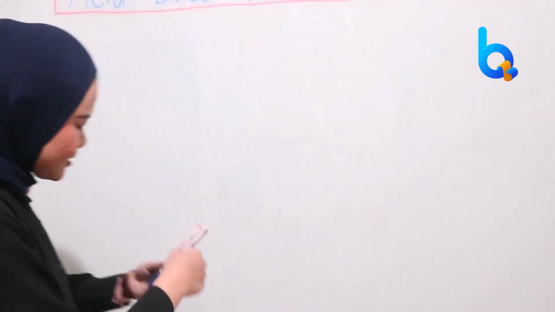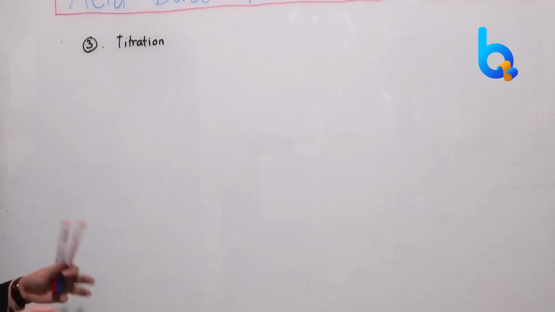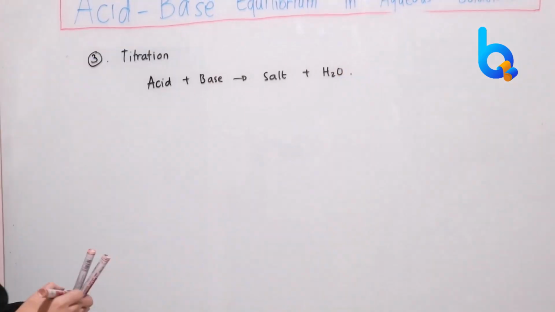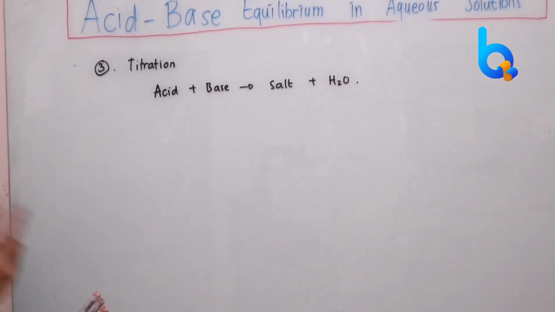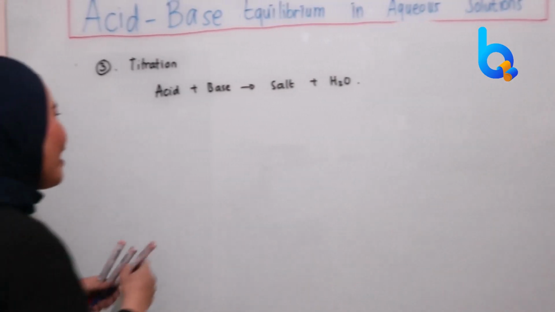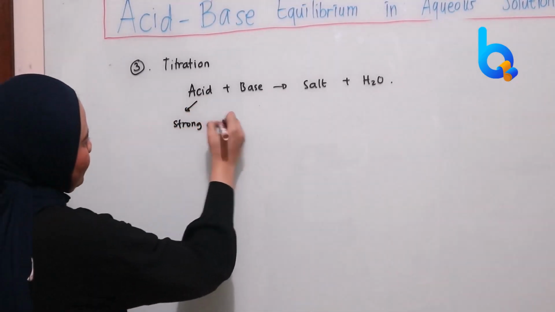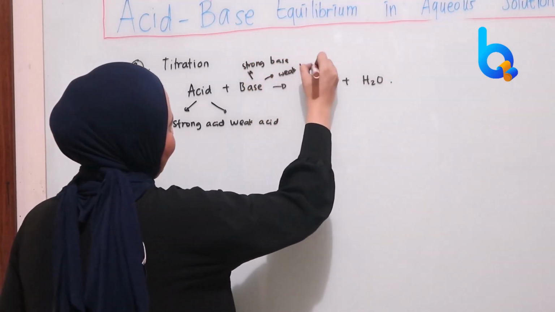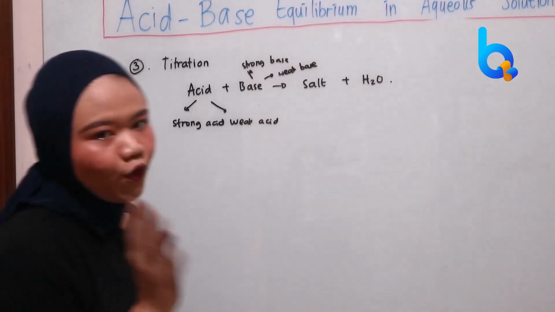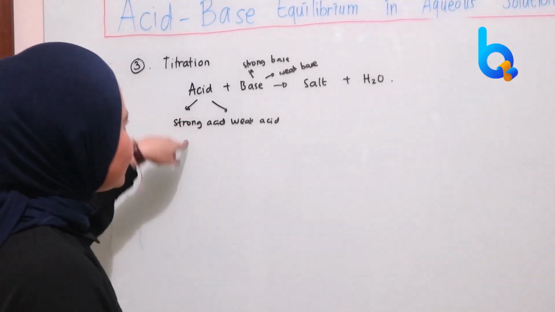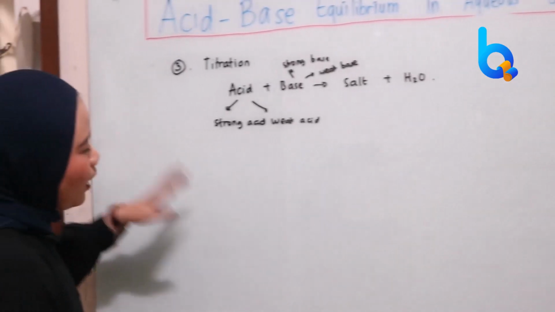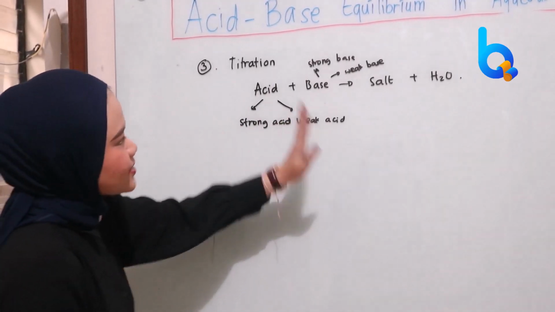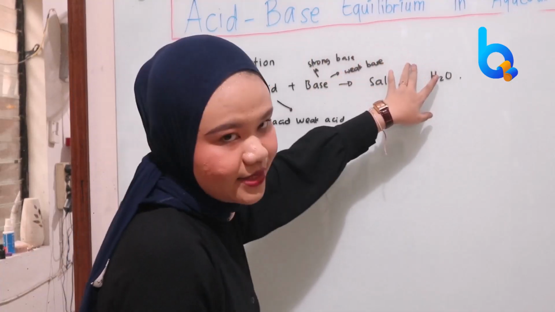Okay, we have the third part, which is titration. Titration is when you combine acid with base, forming salt and water. Because acid has two properties, there is also base. We have strong acid and weak acid, and base is strong base and weak base. The titration has more differences. If we combine strong acid with strong base, it's different. If we combine weak acid with strong base, and vice versa, and weak acid with weak base, it's different.